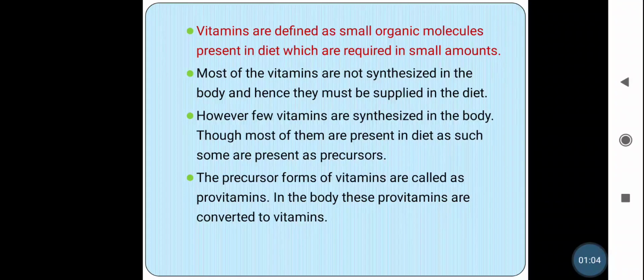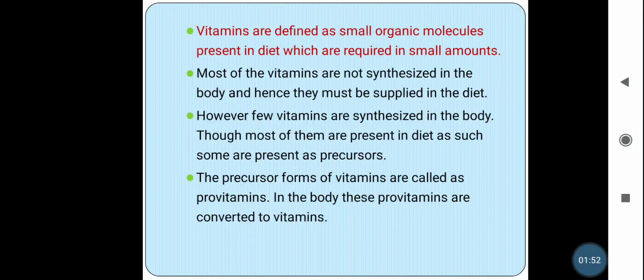Vitamin, this word is derived from two words, that is vital and amines. These types of nutrients are vital, or very essential, for our body. Again, they are chemically amine in nature, so they are known as vitamins. Also, vitamins are defined as small organic molecules present in a diet which are required in a small amount. Most of the vitamins are not synthesized in the body, and hence they must be supplied in a diet. However, few vitamins are synthesized in the body.